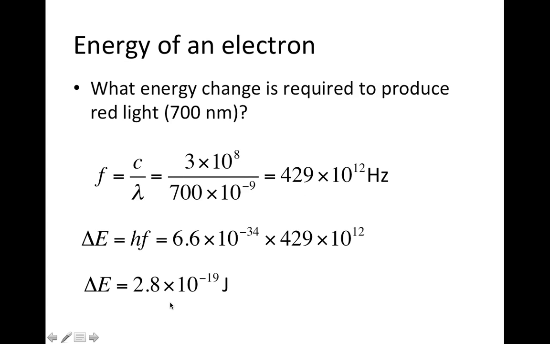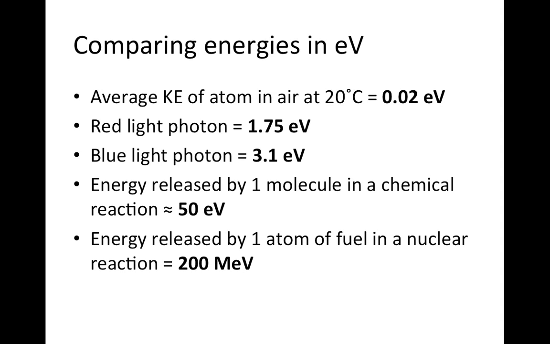This is the equation from before. Delta E equals 2.8 times 10 to the minus 19 joules, which is 1.75 electron volts. Much easier to deal with. To give you some idea of energies in electron volts, the average KE of an atom in the air, as it bimbles along at 20 degrees C, is about 0.02 eV, not very much. Red light photon, we've seen, 1.75.